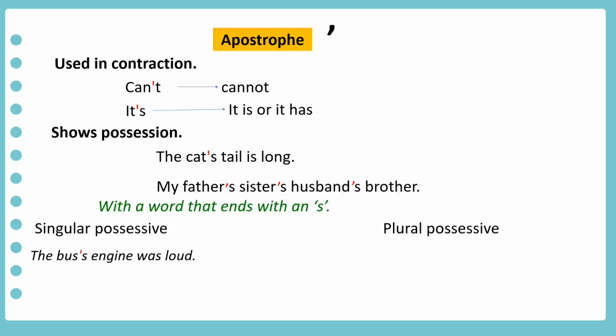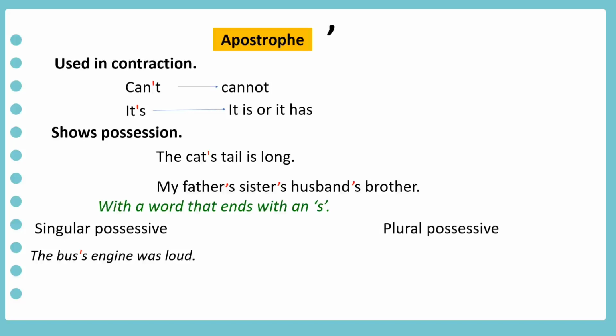Here, the singular noun bus ends with the letter s and the apostrophe s is used to indicate that the engine belongs to the bus. On the other hand, when indicating ownership or possession with a plural word that ends with an s, the apostrophe is placed after the existing letter s without adding another s.